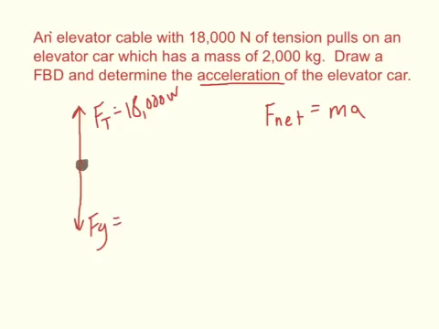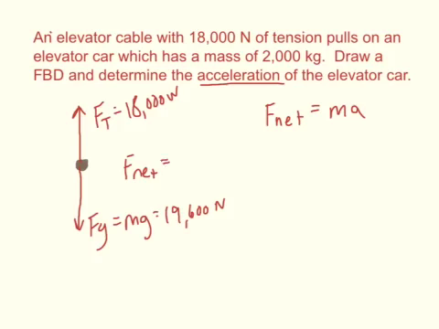Well, force of gravity is mass times gravity, so that's 2,000 kilograms times 9.8 meters per second squared, the acceleration of gravity. If we multiply those two numbers, it comes out to be 19,600 newtons. So now, knowing our two values, tension and force of gravity, we can find the net force from that. One pulls up, one pulls down.